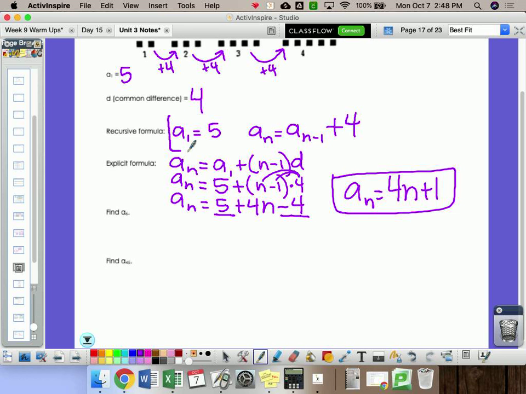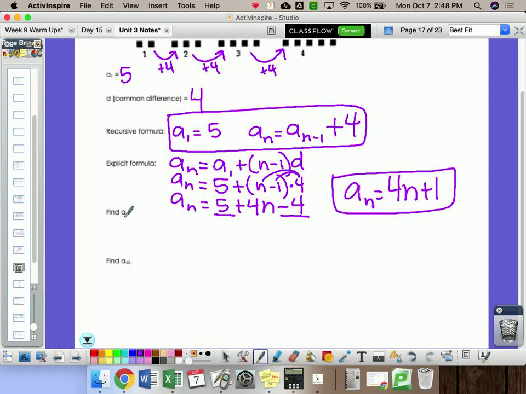So here are my 2 different equations, recursive and explicit. Now, you can use either one of these equations to find the terms in your sequence. I personally like to use explicit better. It's much easier once you find that equation to use it to find different terms within your sequence. So I'm going to use this explicit equation to find what they're asking me to find below.